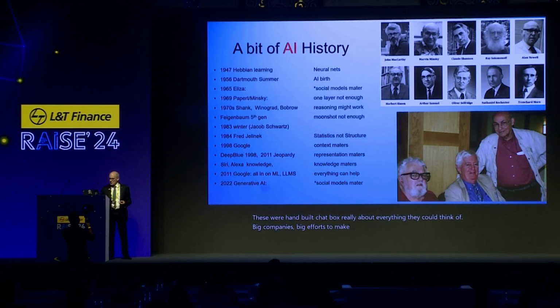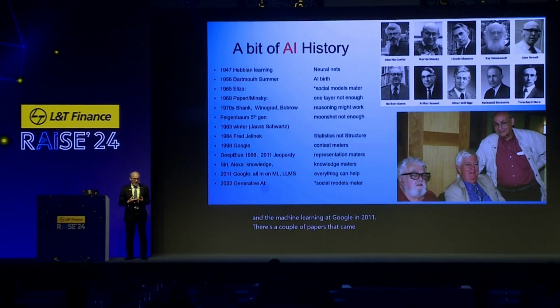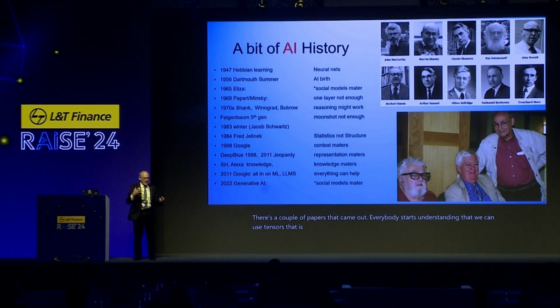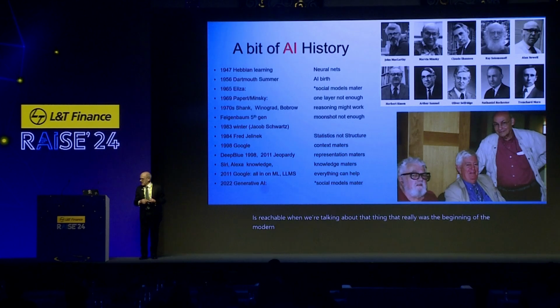The real breakthroughs came with the LLMs and the machine learning at Google in 2011. There's a couple of papers that came out. Everybody started understanding that we can use tensors. That is a vector that goes through all of the data and says that anything that's related to anything else is reachable when we're talking about that thing. And that really was the beginning of the modern era. So in 2011, we start having this.